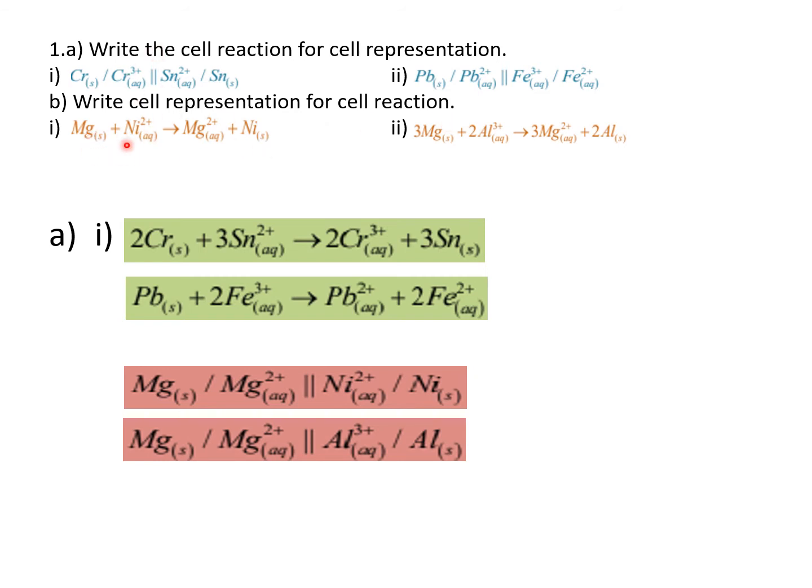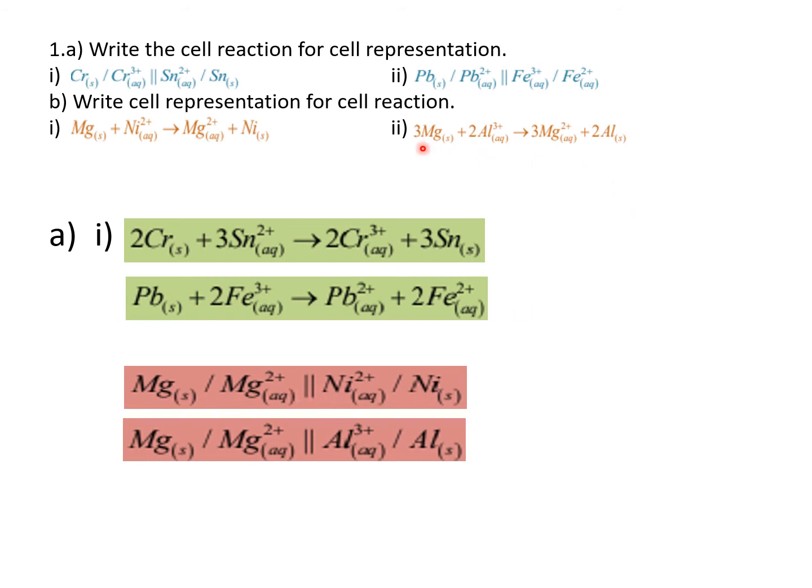First we need to write the oxidation and then the reduction. What is the oxidation? Magnesium to magnesium 2 plus is oxidation, nickel 2 plus to nickel is reduction. So write it accordingly. Oxidation is magnesium to magnesium 2 plus, put a double slash and then write the reduction. Reduction is nickel 2 plus to nickel. First you always write the oxidation and then the reduction.